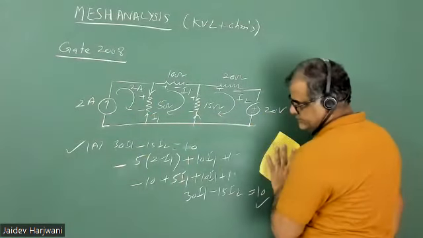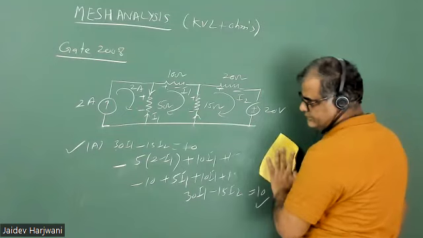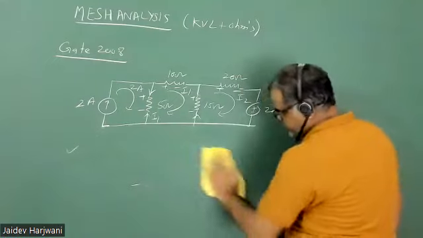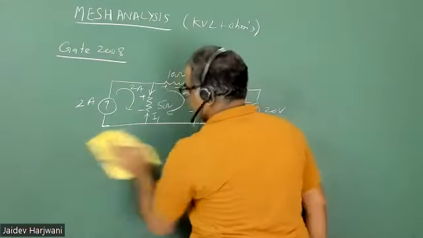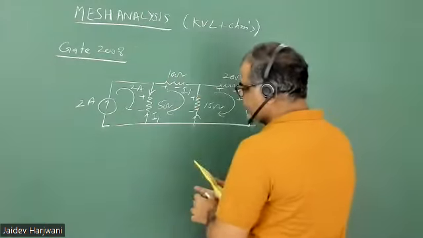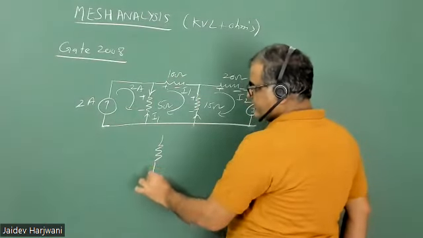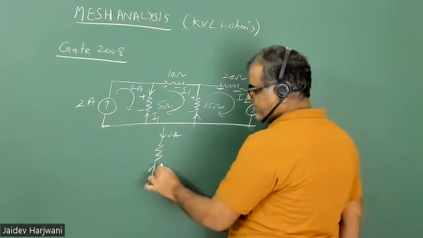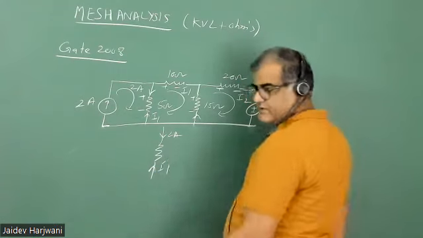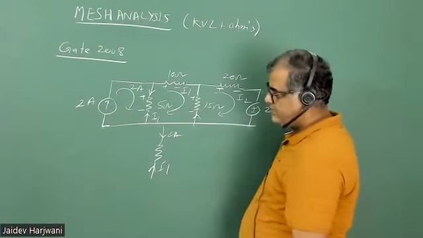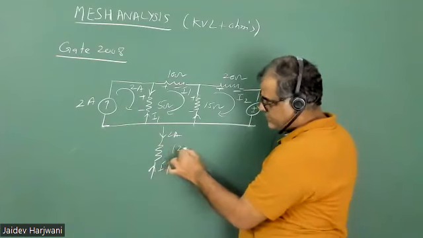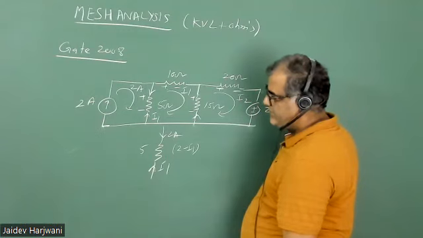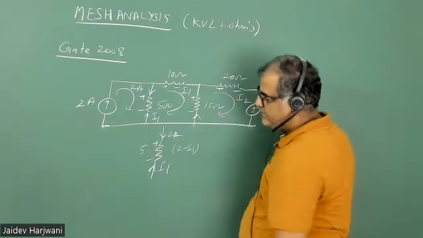Sir, why do we take 2 minus I1 here, and minus 5 into 2 minus I1? Minus 5 we have already taken. The current 2 is coming here, I1 is coming here. So what is the net current here? 2 minus I1. Resistance is 5 ohm. Now you write plus here, minus here.